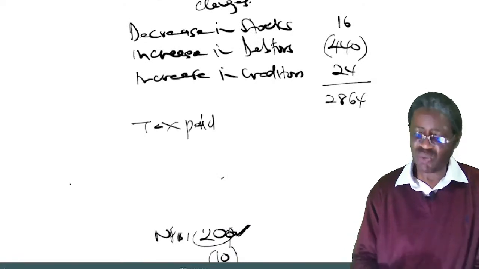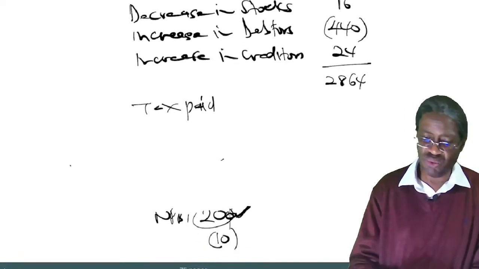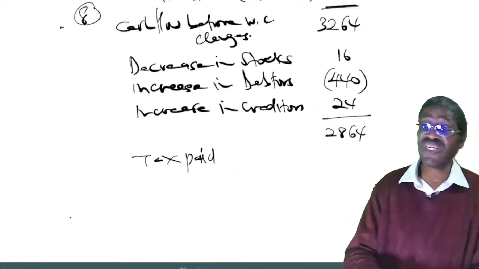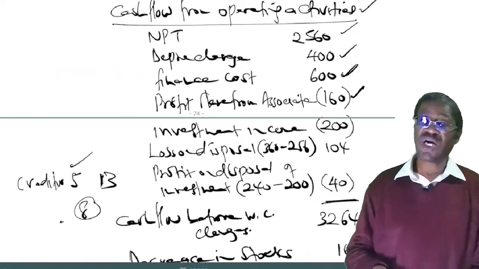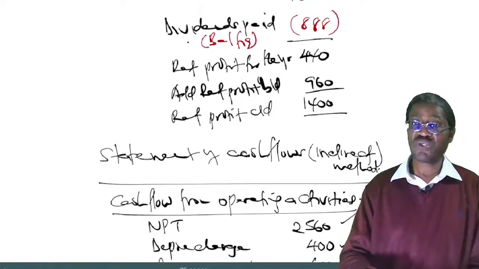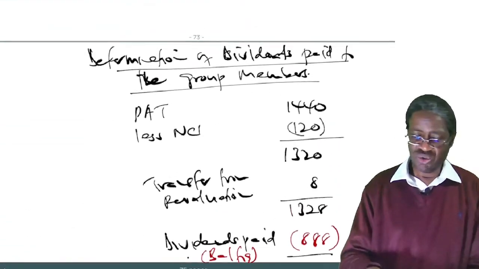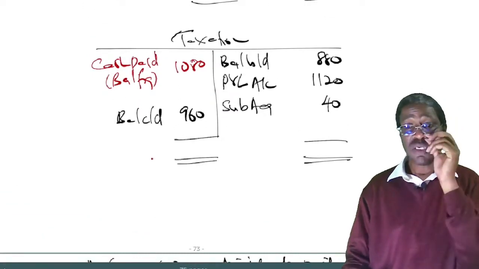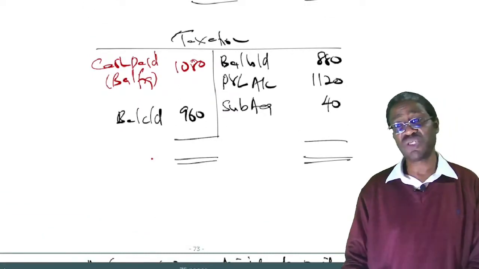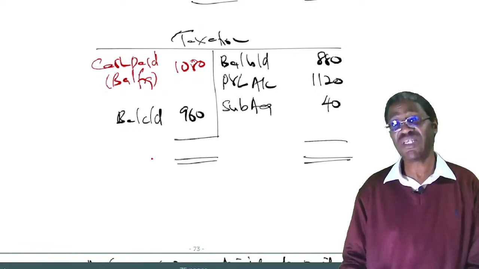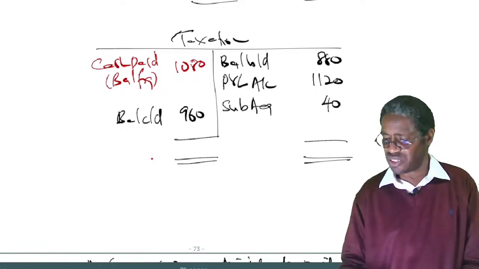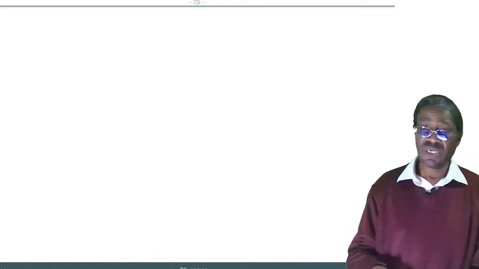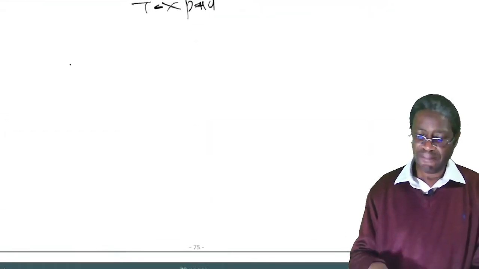Tax paid is something we computed. So we just go to where we computed the amount of the tax paid. So let's go to where we did the analysis of the account called taxation. It was among the last accounts to do the workings last time. And here it is. We can see that we paid taxes amounting to 1080. So bring it.